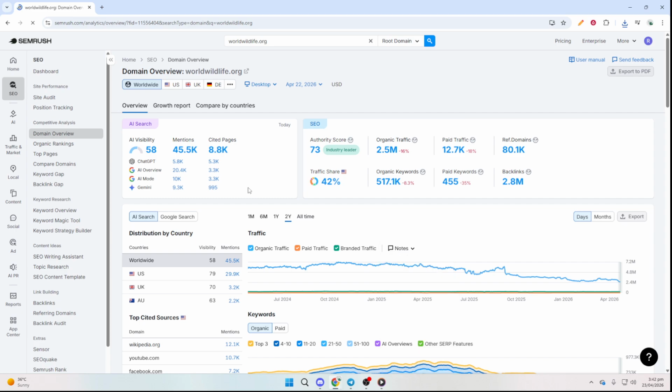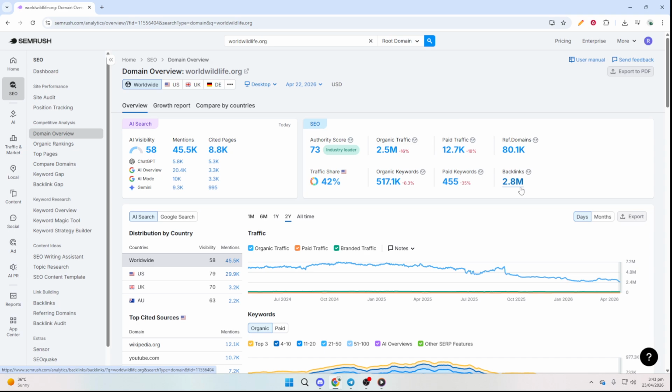Begin by reviewing the key metrics at the top. Authority score is a composite indicator of overall domain strength based on factors like backlinks and trust signals. Organic traffic estimates visits from unpaid search results, while paid traffic reflects visits driven by ads. Referring domains counts the number of unique websites linking to them. Organic keywords shows the terms they rank for, and backlinks totals all inbound links.